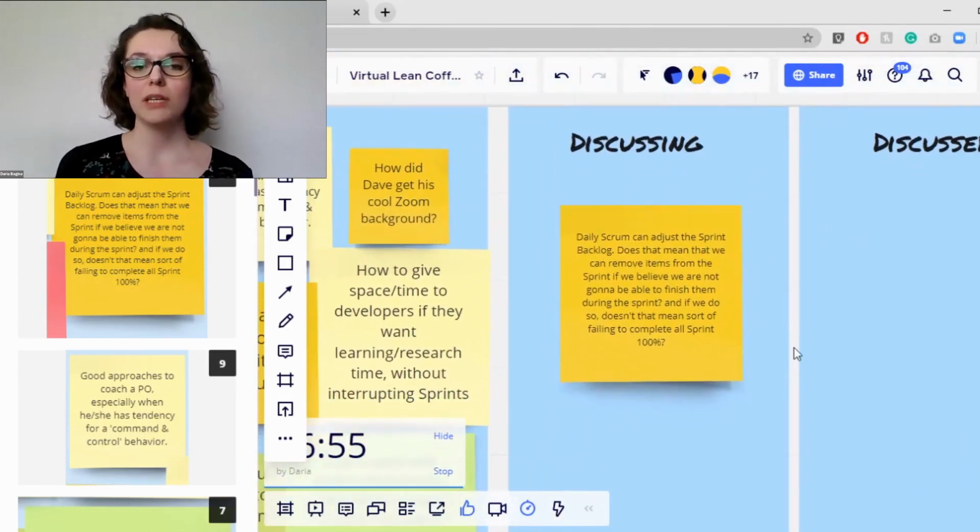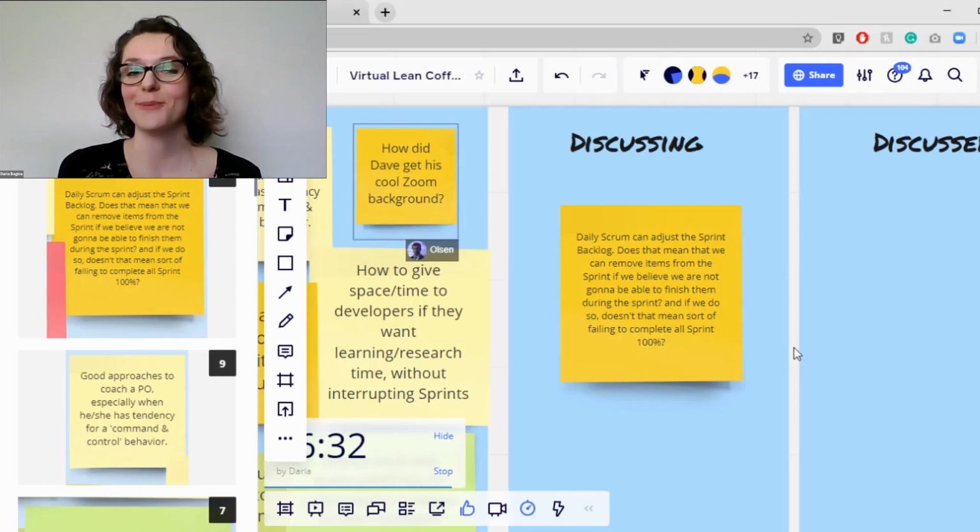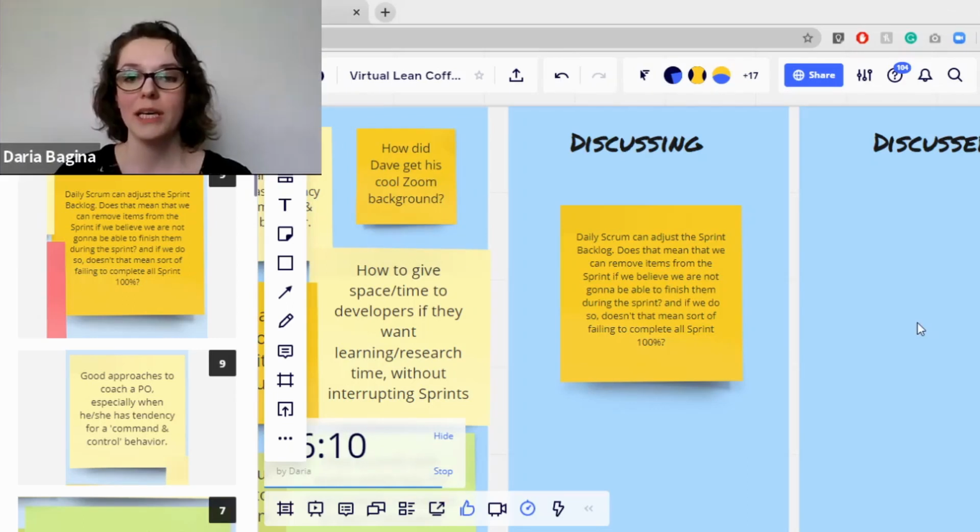So I'm zooming in on my screen. Let me read through the note itself. Daily Scrum can adjust the sprint backlog. Does that mean that we can remove items from the sprint if we believe we're not going to be able to finish them during the sprint? And if we do so, doesn't that mean sort of failing to complete all sprint 100%? So we can remove items from the sprint in Daily Scrum? What are your thoughts?